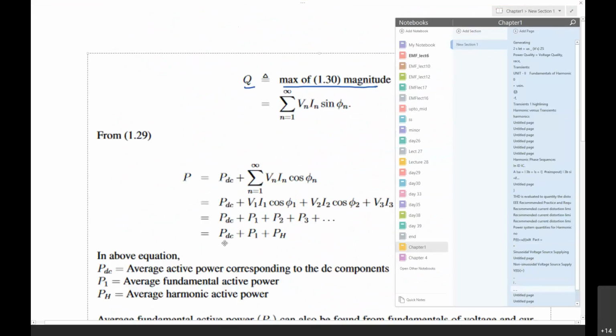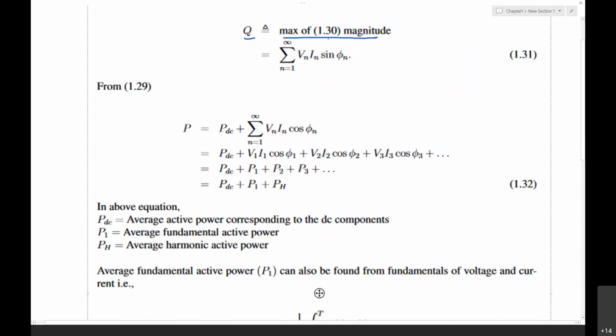Then the reactive power Q, which is the maximum value, the magnitude, of equation 1.30. Whatever we have seen for the fundamental frequency, the same thing is applicable for other frequency components of the reactive power. We get V1 I1 sine phi 1 plus V2 I2 sine phi 2. This is about the reactive power.